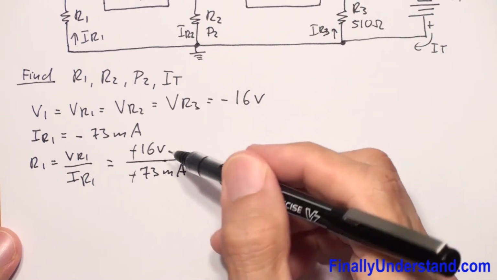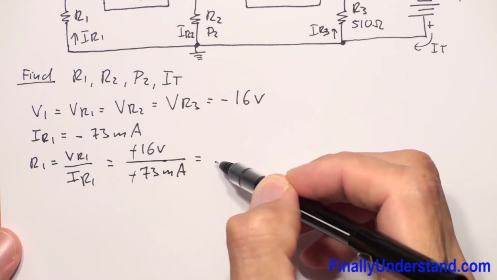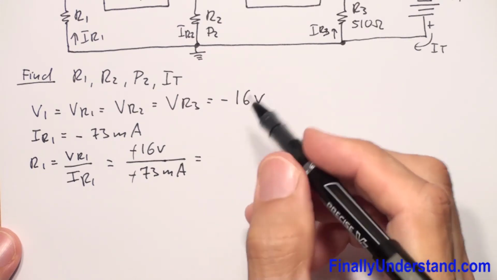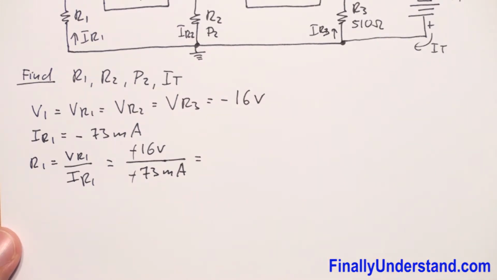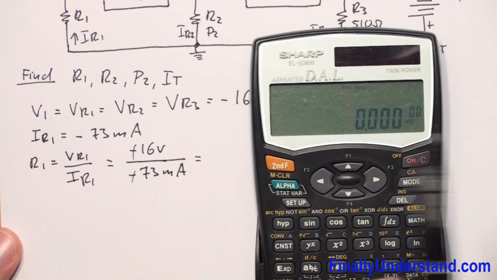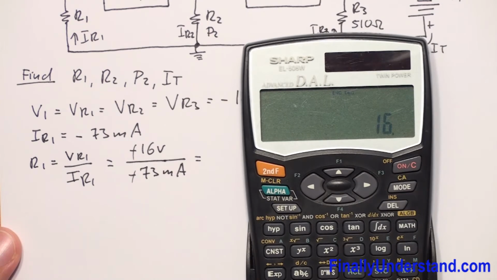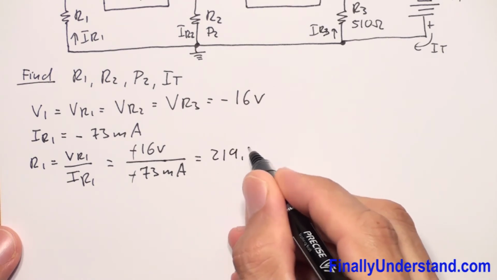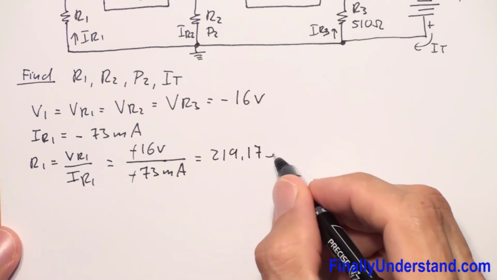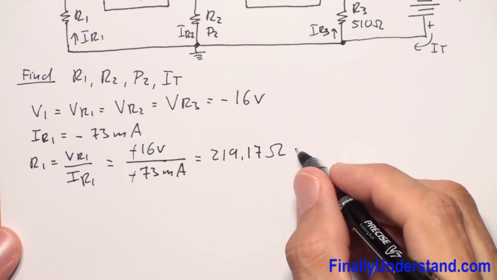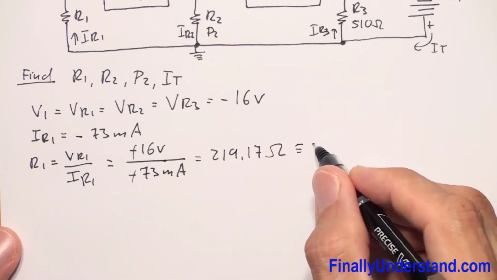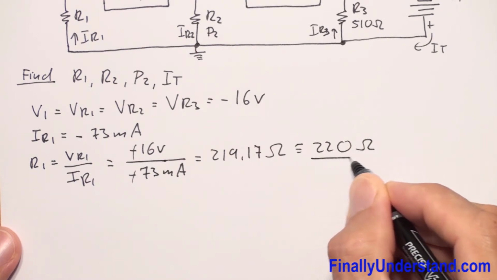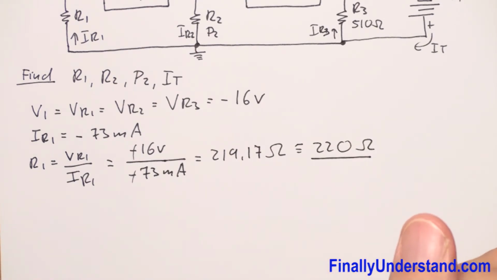Keep in mind that if your resistance comes out negative, it means you are doing something wrong. So make sure that you look at your signs. We have 16 divided by 73 times 10 to the negative 3. This is equal to 219.17, so I have 219.17 ohms. My resistance is positive, so everything looks fine. So this is approximately 220 ohms. This is the value of resistor R1.